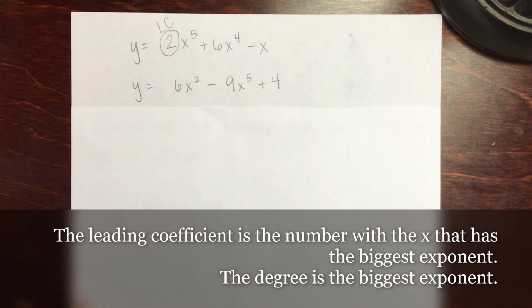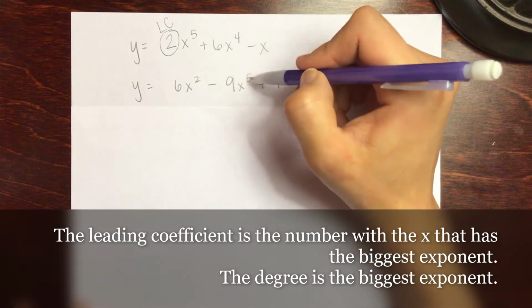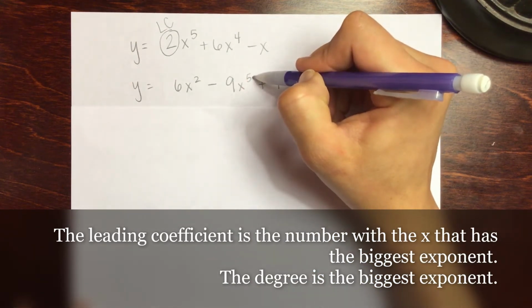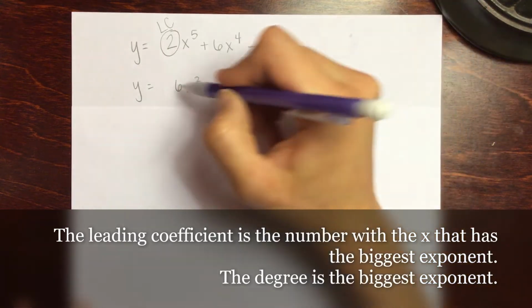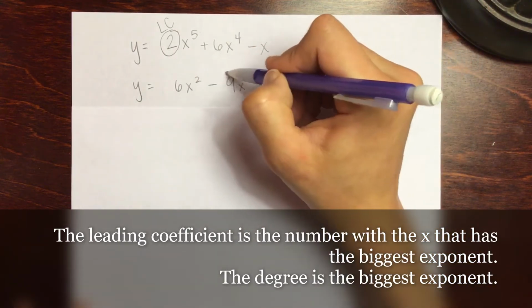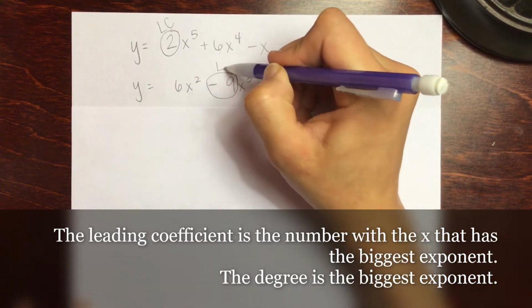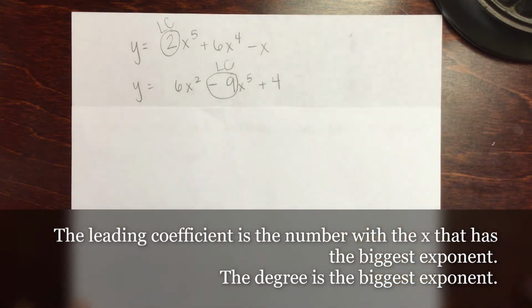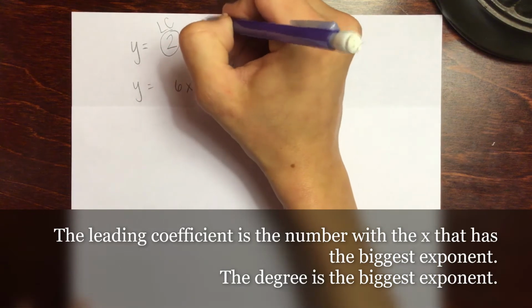In the second example, again, my biggest exponent is the 5. Usually it's the first exponent that you see, but not always, so make sure you check all three exponents. So my leading coefficient is this -9. The degree is your biggest exponent. So in both of these, my degree is 5.